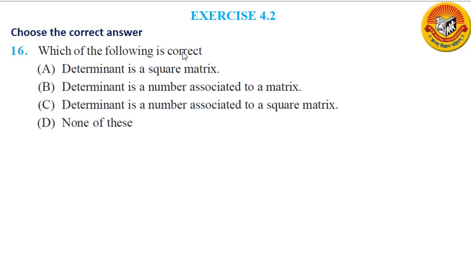Now 16th problem, which of the following is correct? Determinant is a square matrix? No. Determinant is some value, na? Yes, in all the problems finally what did we get? We got some value. Determinant is a number associated to a matrix? Somewhat correct. Determinant is a number associated to a square matrix. Now this is perfect, na? Because we have seen that we can find a determinant of only the square matrix. So option C is correct, right? So here your answer is option C.